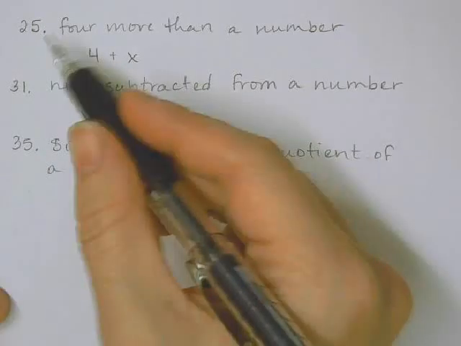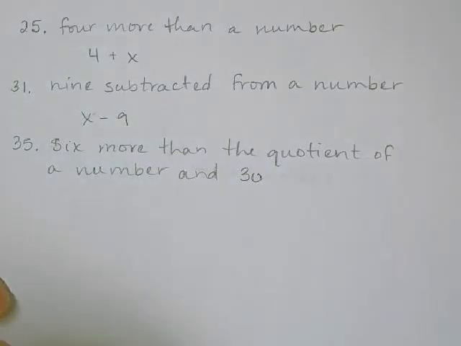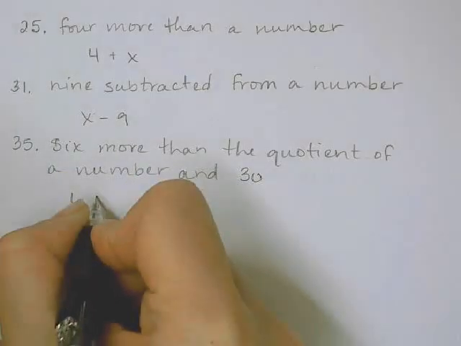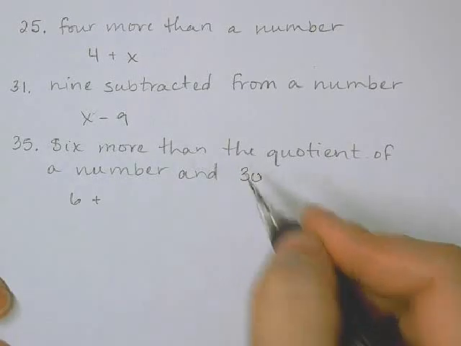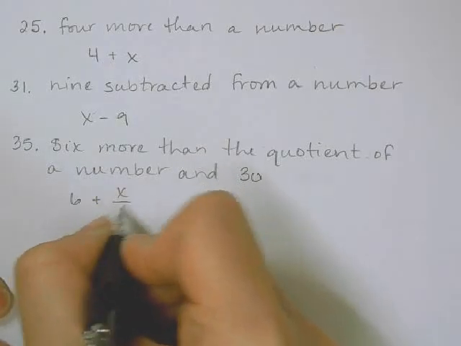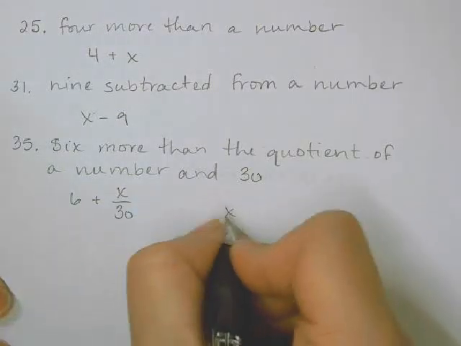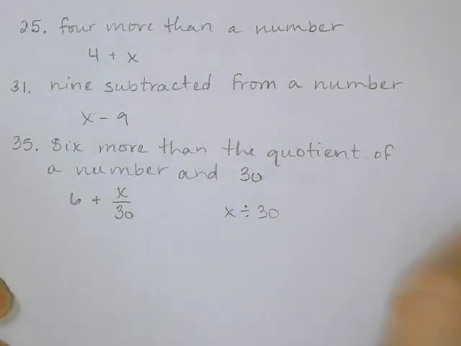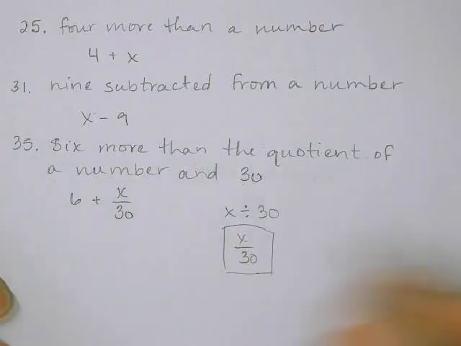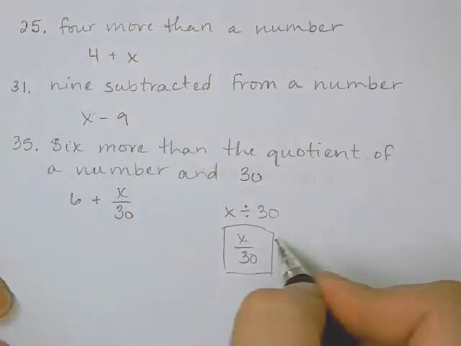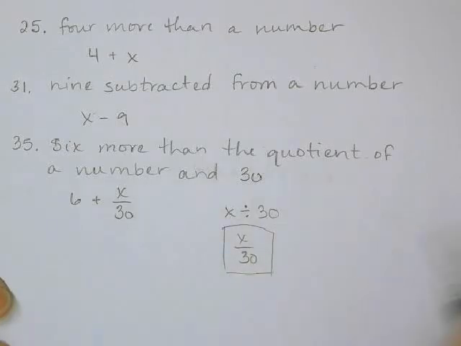Number 35, and these are from your book, by the way, 6 more than the quotient of a number and 30. So 6 more would indicate that I am adding 6. The quotient means that I am dividing a number and 30. So x over 30. And in this class, rather than write x divided by 30, we're going to write it as x over 30. That's the way that I prefer to see it, and it's easier to deal with in later problems, but it's the same thing as x divided by 30.